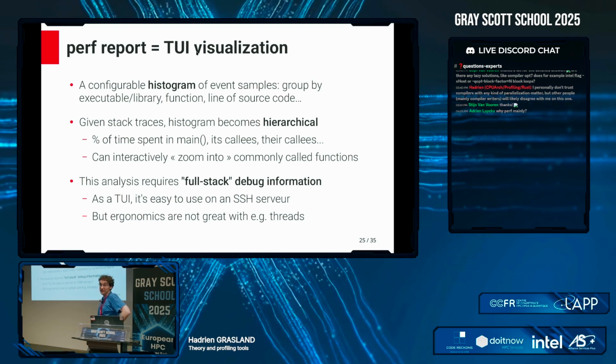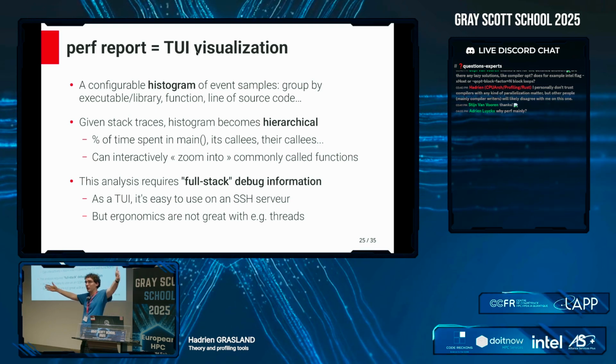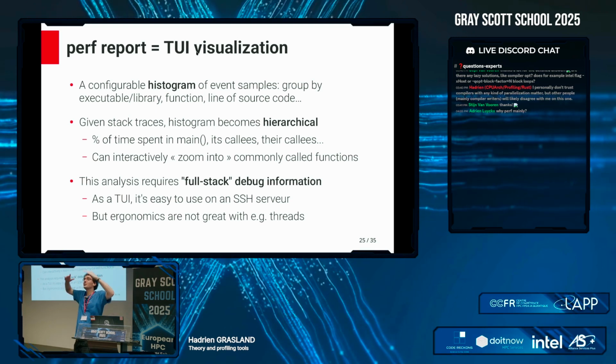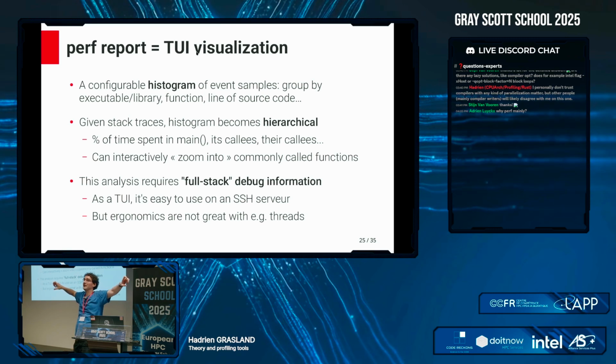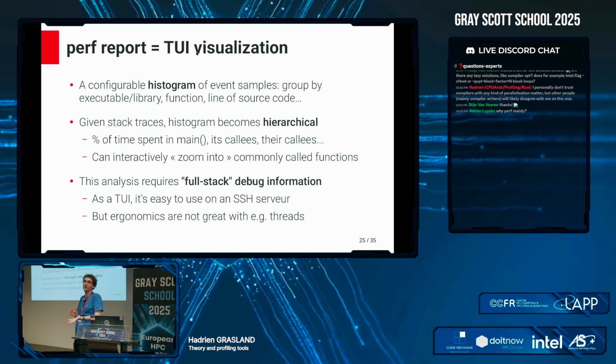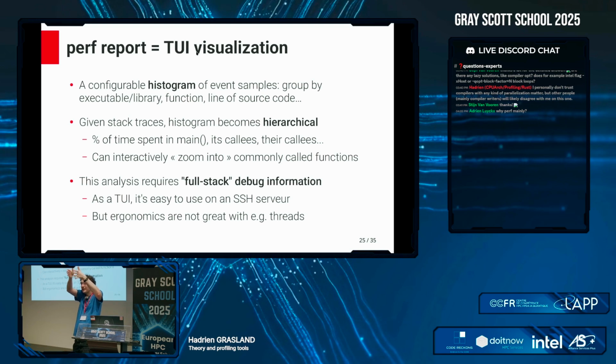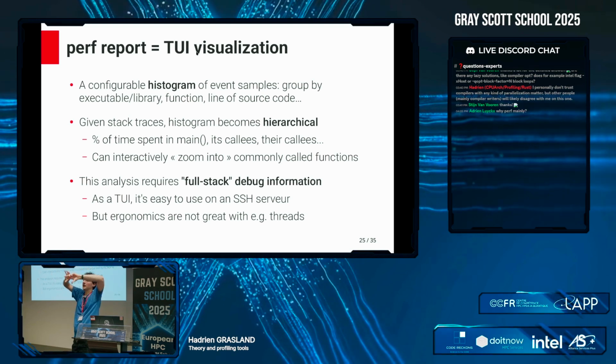If you have stack traces, you get a more hierarchical histogram, where you have a top-level histogram of which top-level program function you spend most time in. Ideally, this would be 100% of time in main. That's what you would expect in C, at least in a single-threaded C program. And then for each of these functions, you check which percentage of time you spent on each inner function that you called, and recursively.